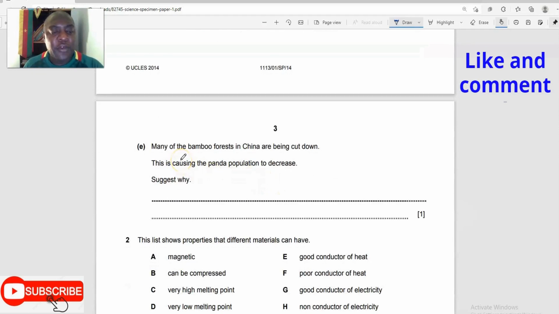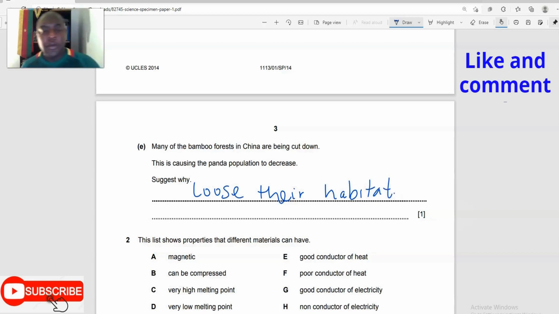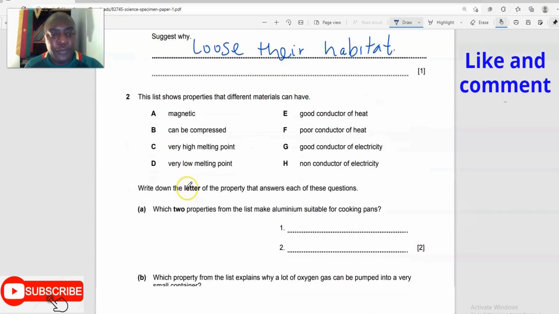And the last section for this question, E, says many of the bamboo forests in China are being cut down. This is causing the panda population to decrease. Suggest why. We know that when you cut down the bamboo forest, the pandas are losing their habitat, so they would lose their habitat.